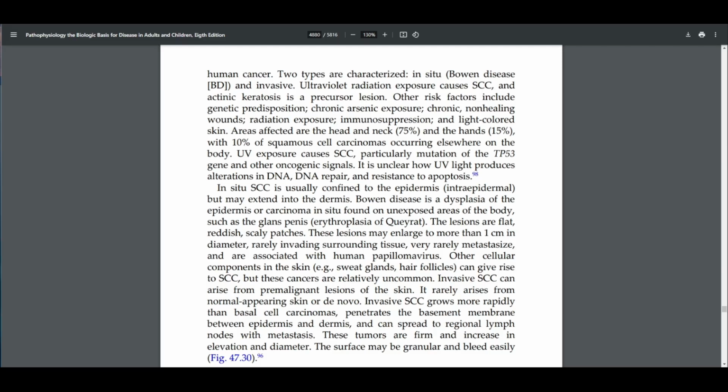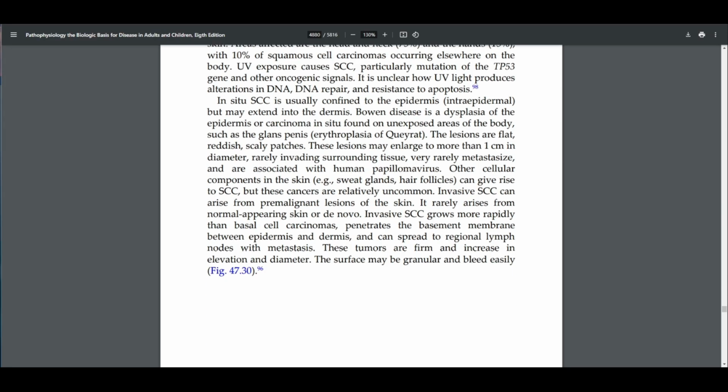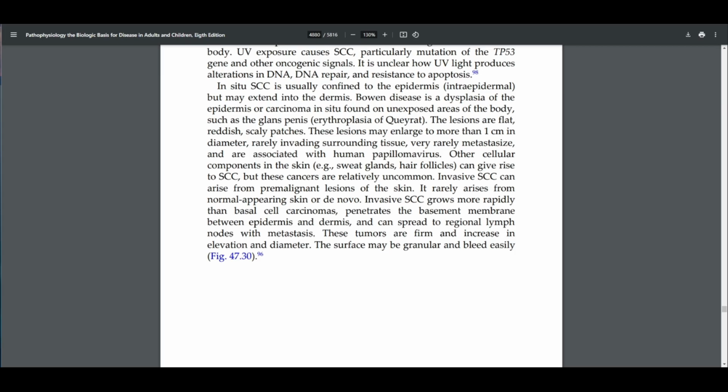Areas affected are the head and neck, and the hands, with 10% of squamous cell carcinomas occurring elsewhere on the body. UV exposure causes SCC, particularly mutation of the TP53 gene and other oncogenic signals. It is unclear how UV light produces alterations in DNA repair and resistance to apoptosis. In situ SCC is usually confined to the epidermis, but may extend into the dermis.